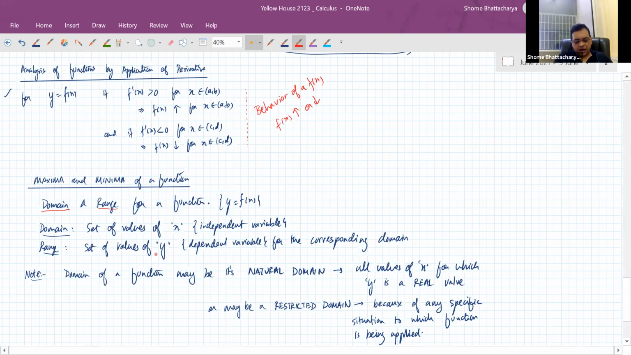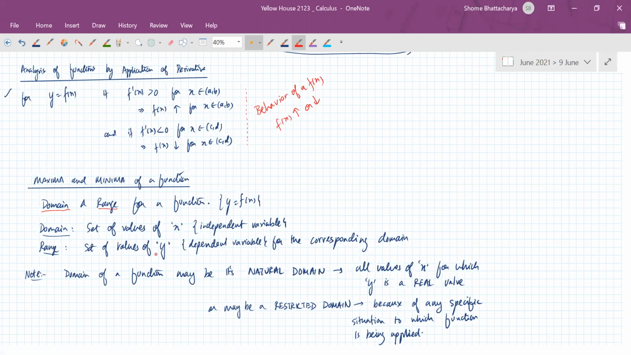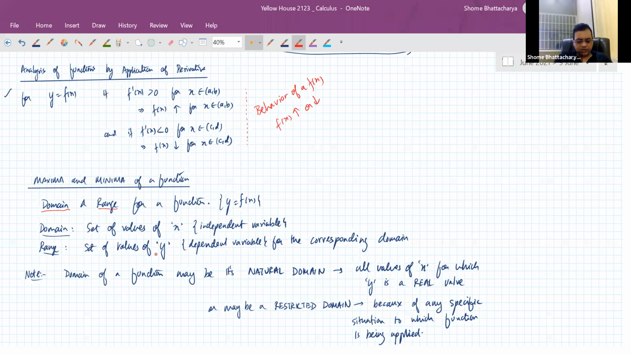So if we apply any artificial restriction on the domain, that I want to take only certain values of x because I'm applying it to a certain situation, then we say that we have taken a restricted domain. Whereas if I'm taking all possible values of x for which y is defined as a real number, then that means I'm taking the natural domain of the function. Okay, sir. So the moment I give you a couple of examples, you'll understand what this means. It's just like a very simple thing.